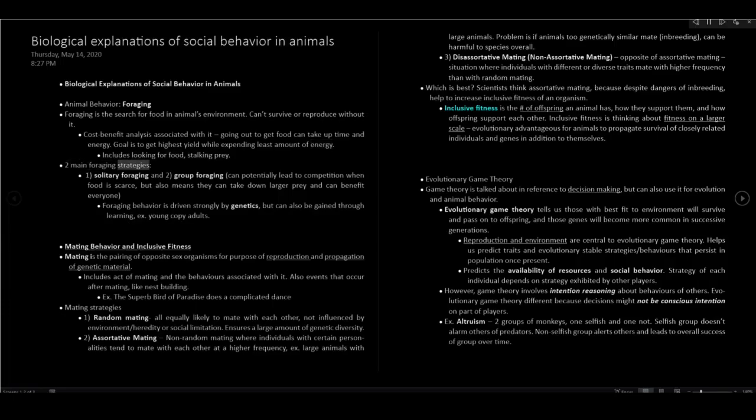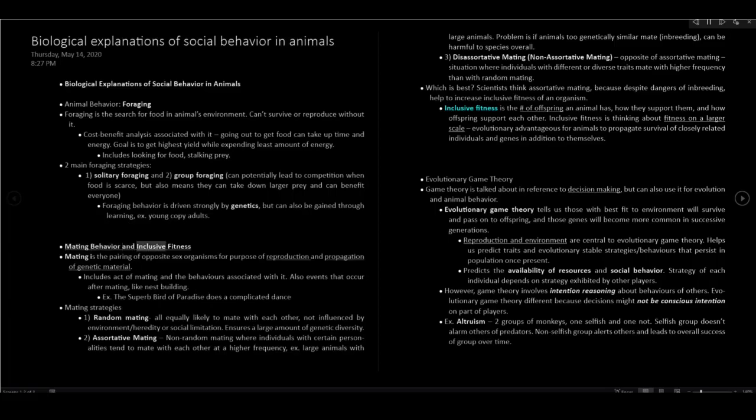There are two main foraging strategies. 1. Solitary foraging, and 2. Group foraging, which can potentially lead to competition when food is scarce, but also means they can take down larger prey and can benefit everyone. Foraging behavior is driven strongly by genetics, but can also be gained through learning, as young copy adults.